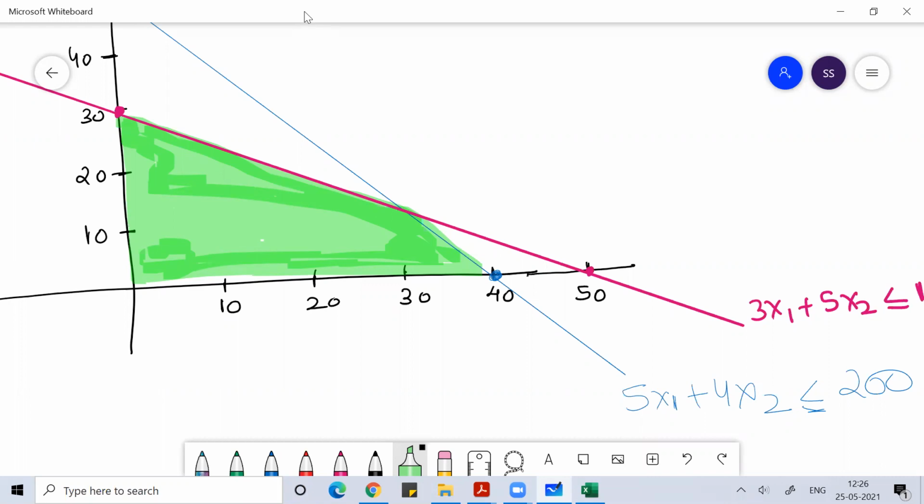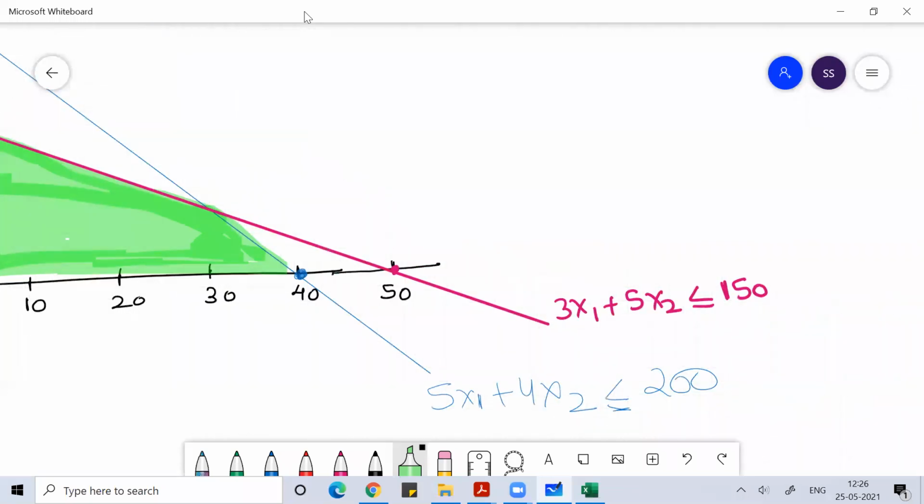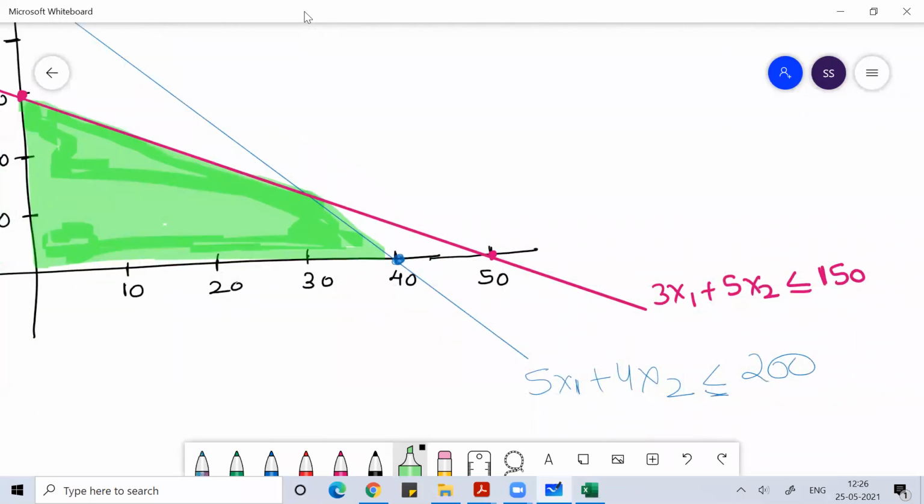Can you understand? If you see both are less than or equal to, imagine if only these two lines had been given, then my feasible region would have been this. This is the area which is common between these two lines. I hope you understood this.